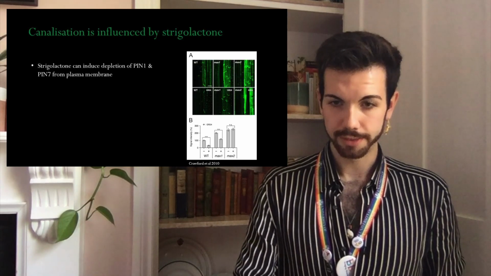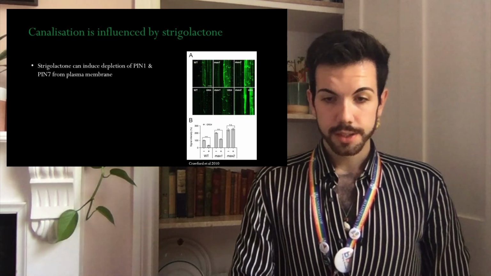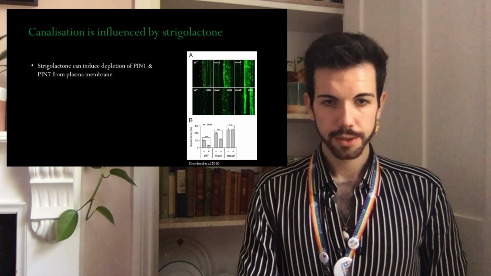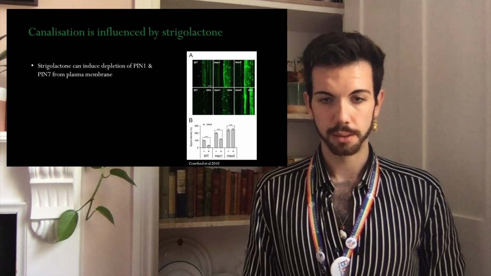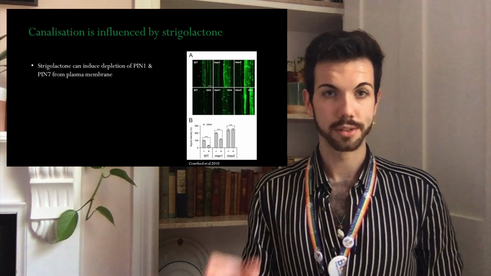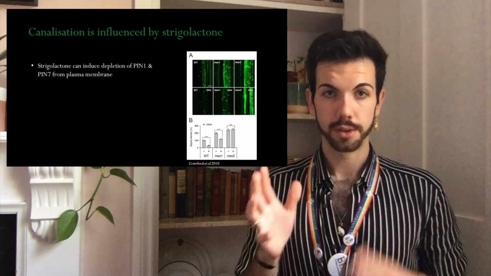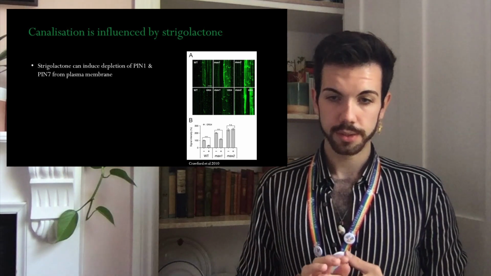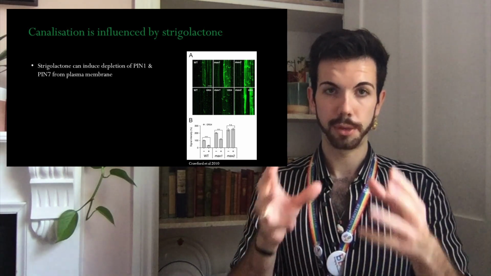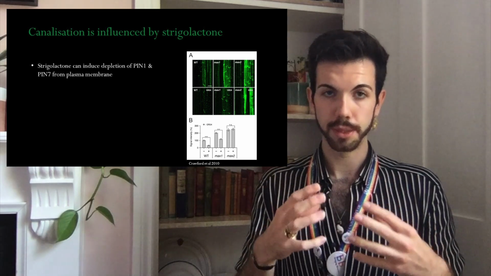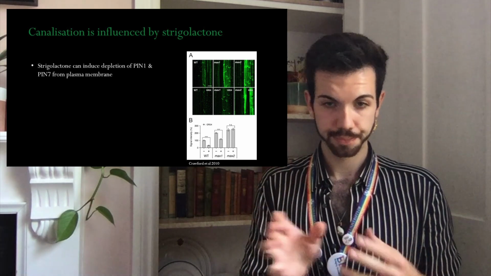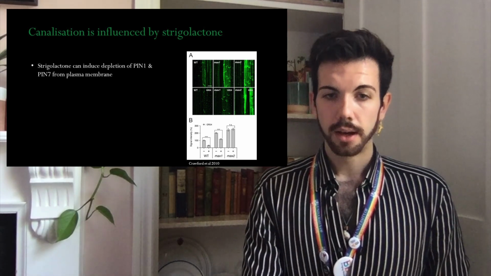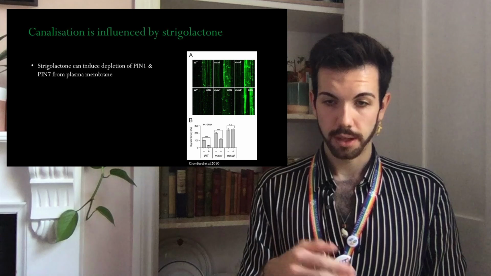So let me show you a little bit of evidence for that. This is taken from Crawford et al. 2010. This is essentially a demonstration that strigolactone, which is the one that inhibits branching, so it inhibits those axillary meristems from growing out, is able to essentially act to remove PIN1, or induce removal of PIN1 from the cell membrane.